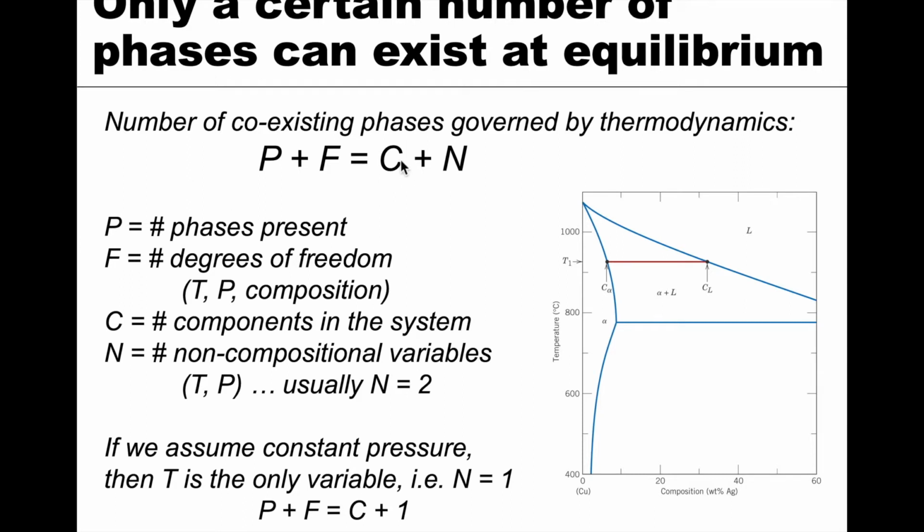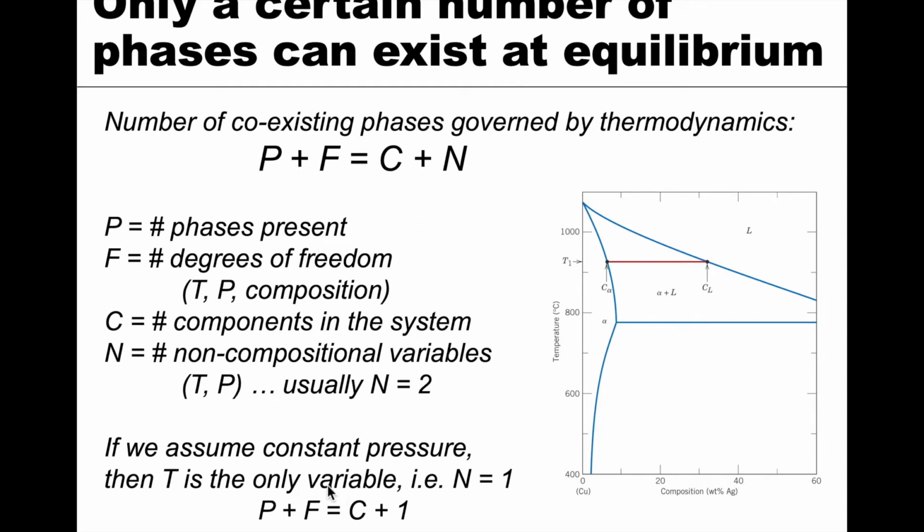What all this means is that P, capital P, is equal to the number of phases present. F is equal to the number of degrees of freedom, and I'll talk about this term in a bit. And then C is the number of components in the system, and N is the number of non-compositional variables in the system. And I'll mention this to an extent as well.